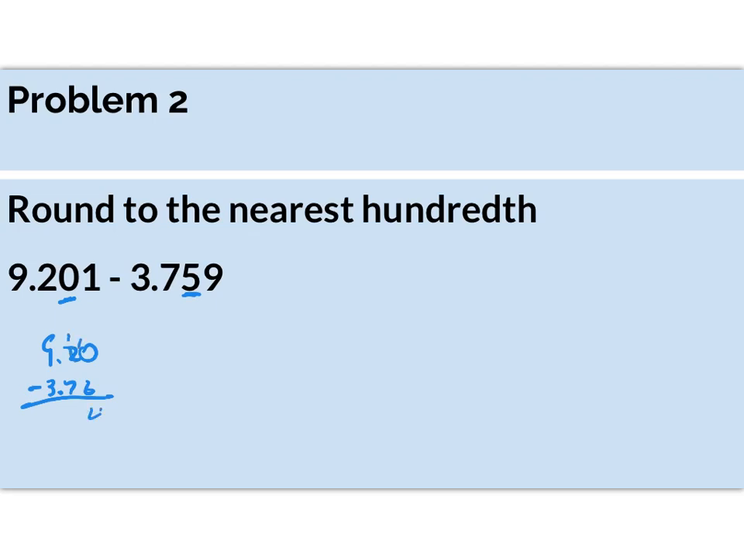10 minus 6 is 4. 1 can't subtract 7, so we have to borrow. Make that 8, make that 11. 11 minus 7 is 4. 8 minus 3 is 5.